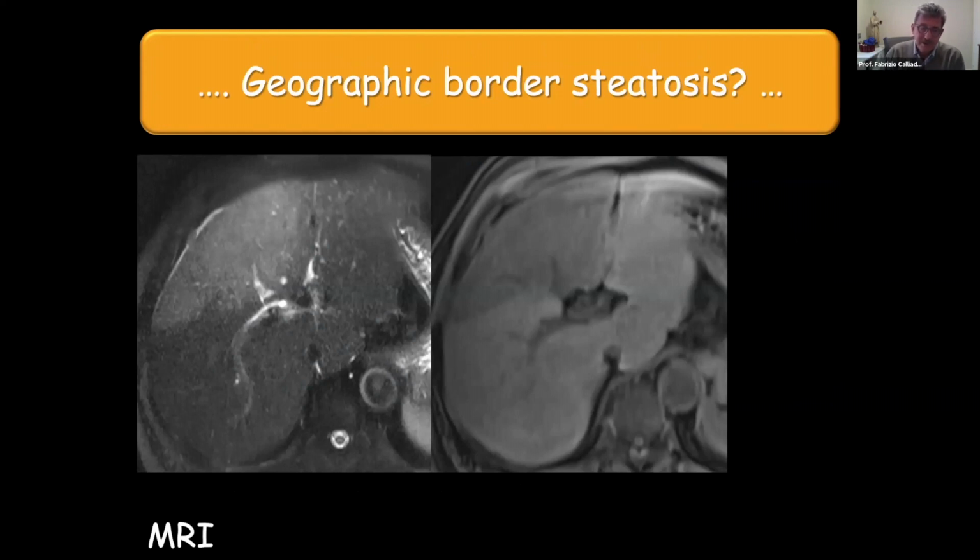Of course, I show you the MRI that we did before the contrast, because the idea was to understand if there is fat inside, and yes, there is fat inside the liver, and this portion has less fat than the rest of the liver. So with this non-contrast MRI, the idea of geographic border steatosis was still there.